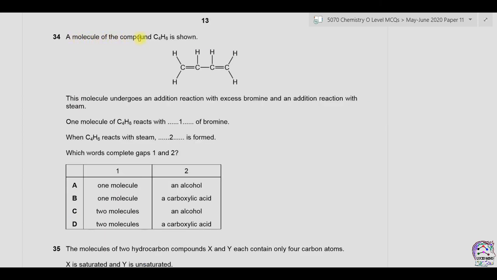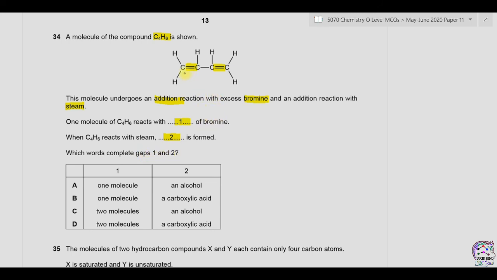Question 34. A molecule of compound C4H6 is shown. We can see it is an alkene because there are double bonds present. This molecule undergoes an addition reaction with excess bromine and an addition reaction with steam. One molecule of C4H6 reacts with how much of bromine, and when C4H6 reacts with steam, what is formed? Which words complete gaps 1 and 2?